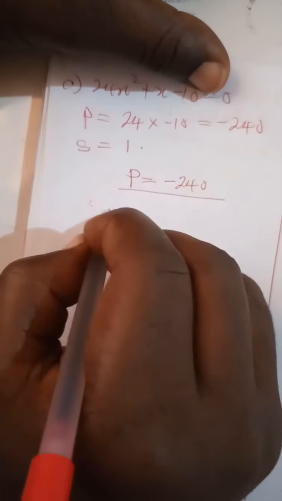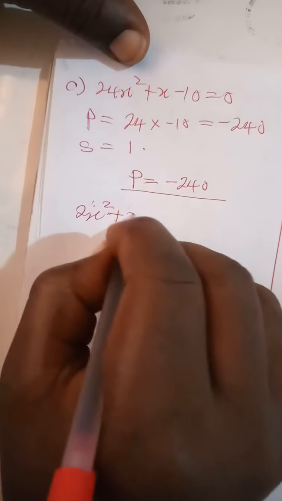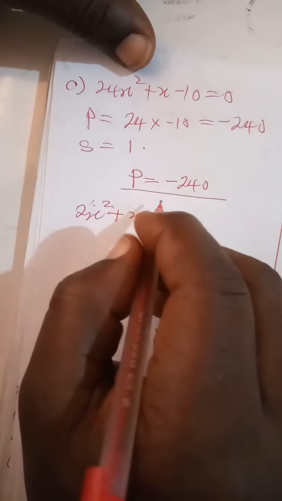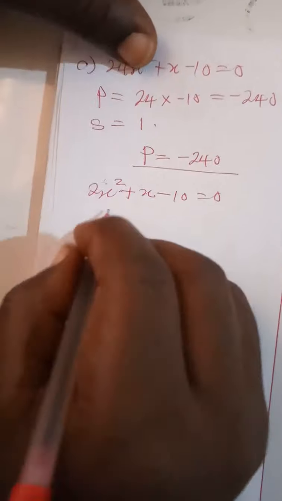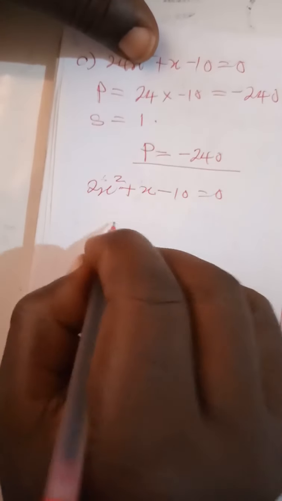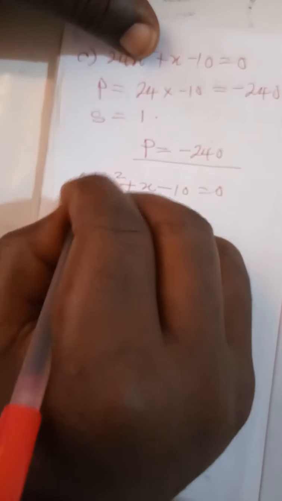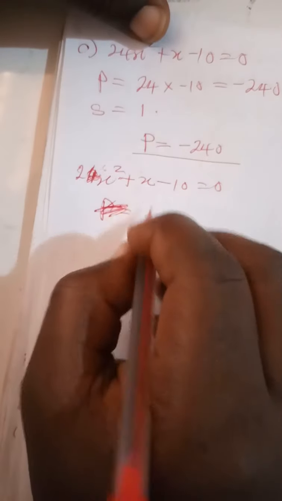Okay, let me just work it out. So we have 2x squared plus x, then what? Minus 10 is equal to 0. Let me just work it out. The possibilities are 24 times 10, the product is 24 and 10, right? I'm sorry. Let me just work it out quickly.